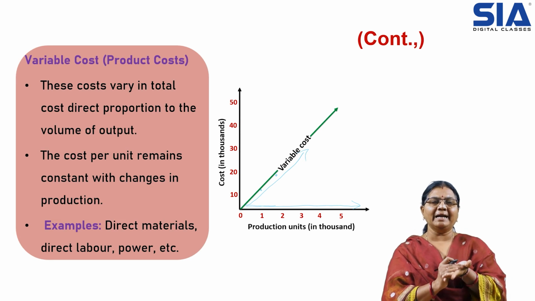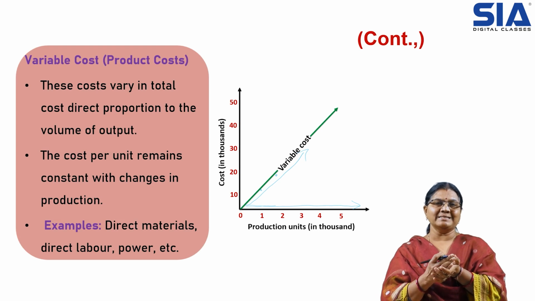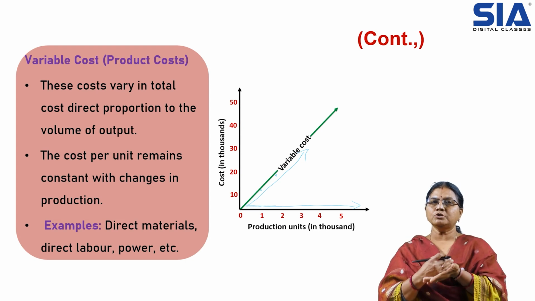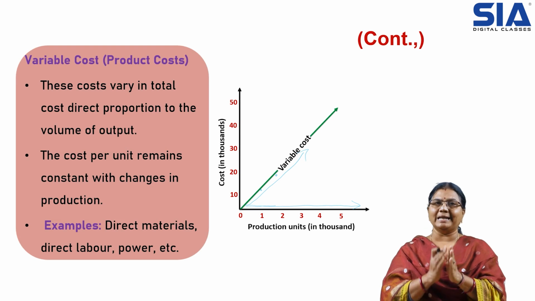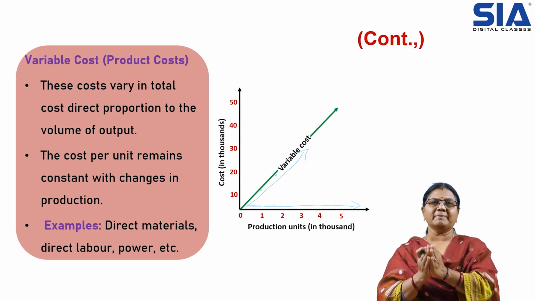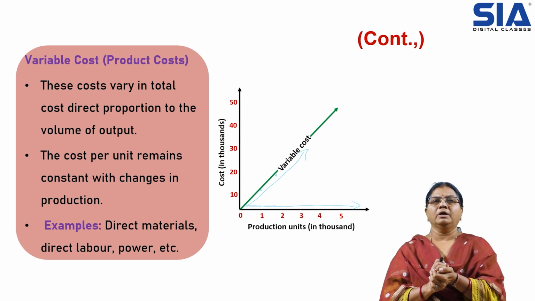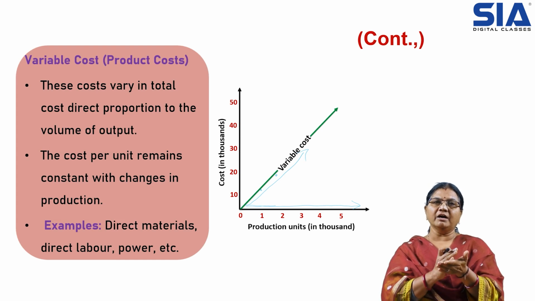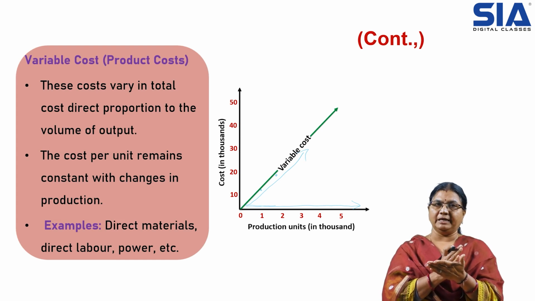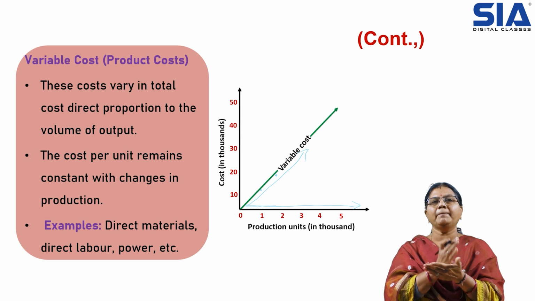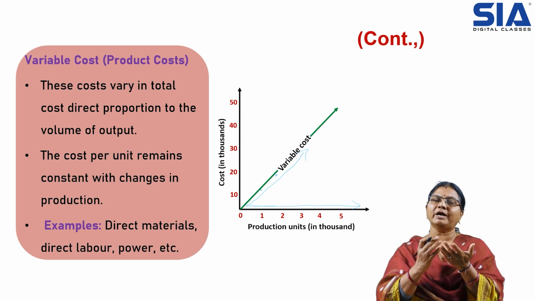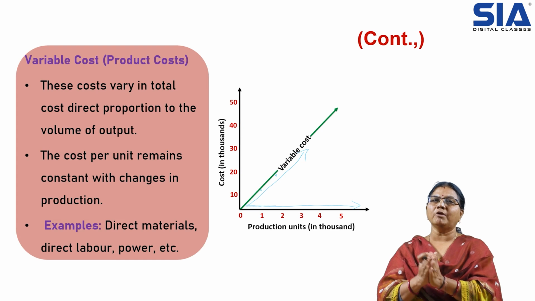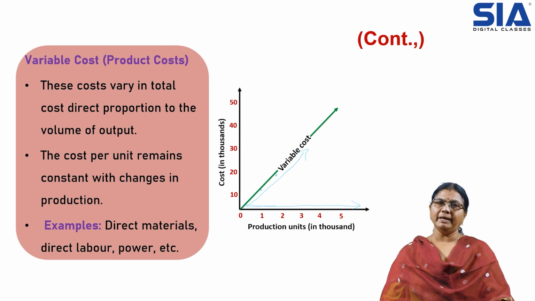As an example, you can take power, labor cost or material cost. If we produce 1 unit, material required will be less. When we produce 2 units, material required will be more. In the same way, fuel, materials, labor: if they work for 1 day, you will be paying accordingly. If they work for more time, you will be paying more. If you have huge work, you will require more labor. So depending on the volume of production, variable cost will be increasing.